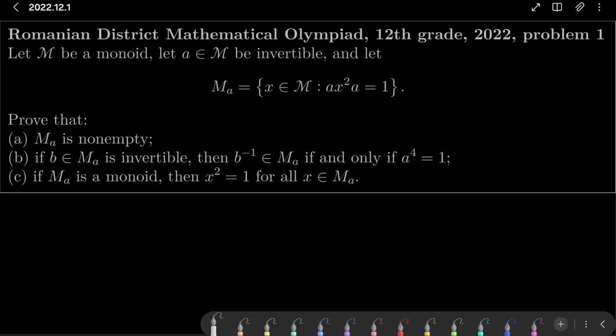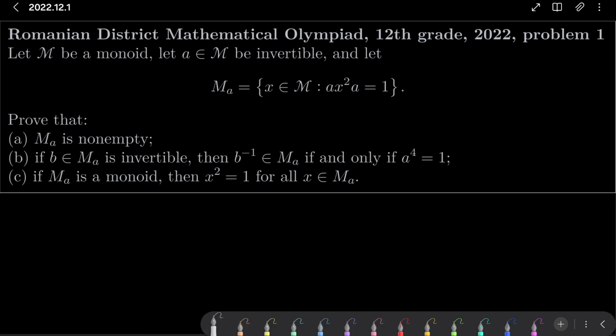We wish to prove three things. A. This set M sub A is non-empty. B. If B is invertible, then B inverse is in M sub A if and only if A to the fourth power equals 1. And finally, C. If M sub A is a monoid, we wish to show that x squared equals 1 for all elements x of our set M sub A.